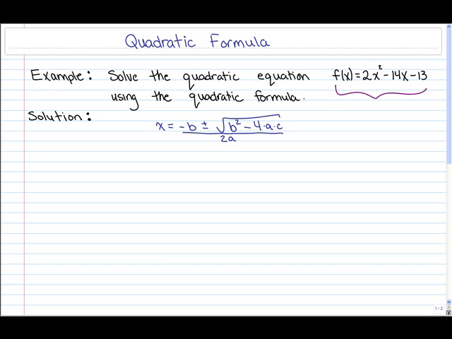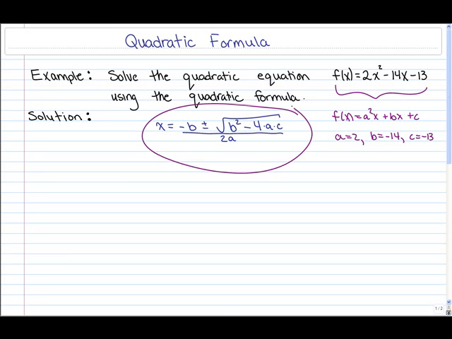Now again, this equation here follows the quadratic equation because it's of the form ax squared plus bx plus c, where your a is equal to 2, your b is equal to negative 14, and your c is equal to negative 13. So using these values of a, b, and c, we need to plug them into the quadratic formula here and simply solve for x. Now in this case, you're going to have two values of x, because you have plus minus this square root.